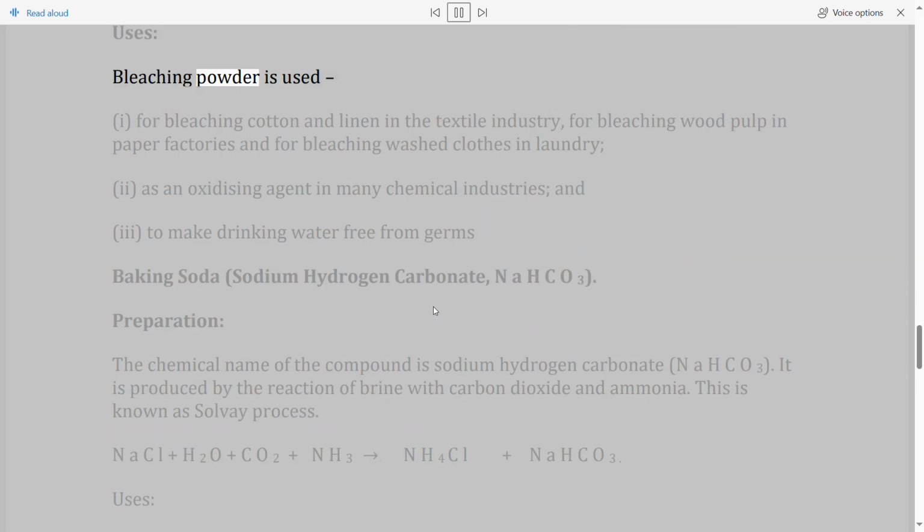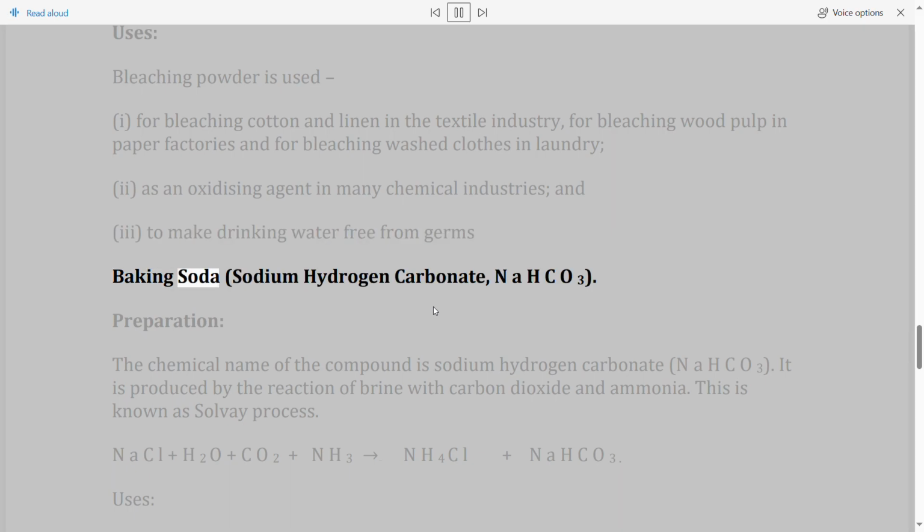Uses: bleaching powder is used 1. for bleaching cotton and linen in the textile industry, for bleaching wood pulp in paper factories, and for bleaching washed clothes in laundry, 2. as an oxidizing agent in many chemical industries, and 3. to make drinking water free from germs.